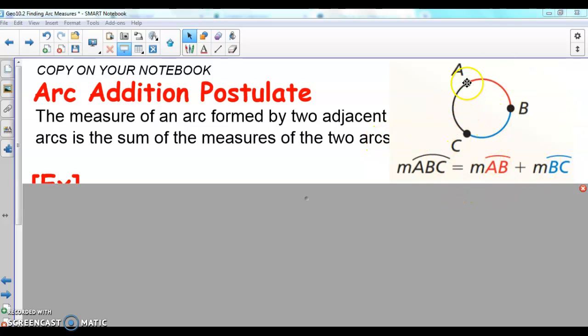In this circle, arc ABC is a major arc and it is composed of two smaller minor arcs that are adjacent to each other. They are adjacent because they share a common endpoint, which is point B. So to get the measure of the entire major arc ABC, we add the red one and the blue one. So that means measure of arc ABC is equal to the sum of measure of arc AB plus measure of arc BC.